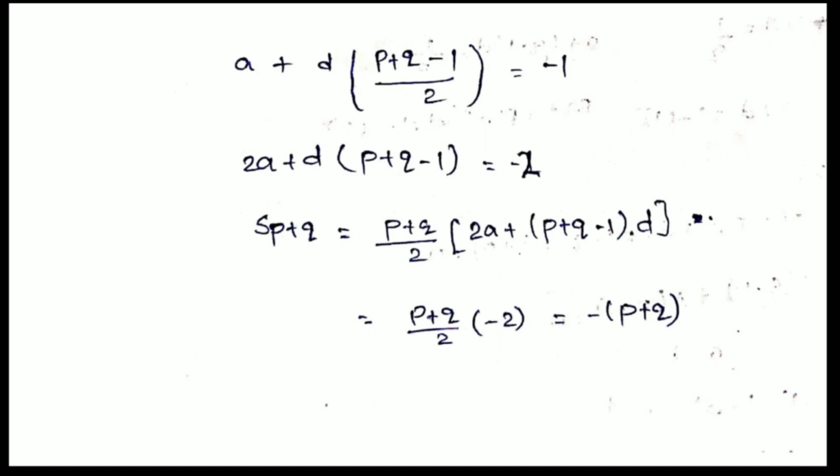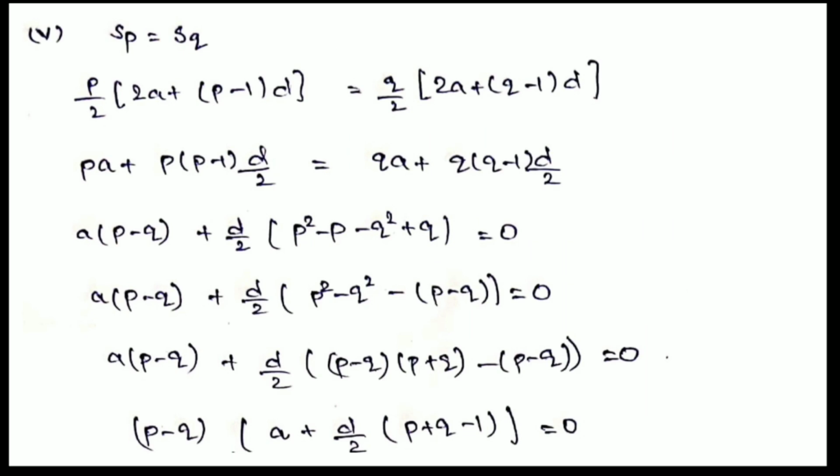Then (2a + d)(p + q − 1) = −2. Sp + q means (p + q)/2 into [2a + (p + q − 1)d]. This value is −2, therefore −(p + q). Sp = Sq, so (p/2)[2a + (p − 1)d] equals (q/2)[2a + (q − 1)d].